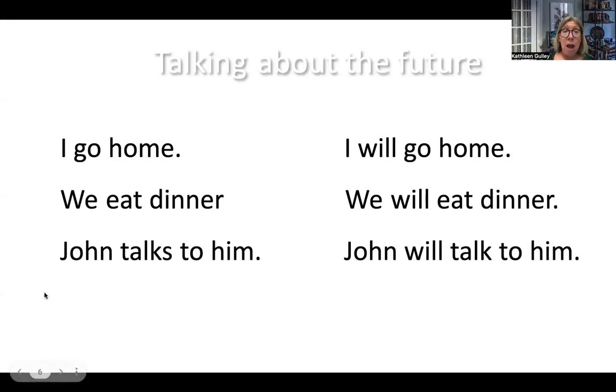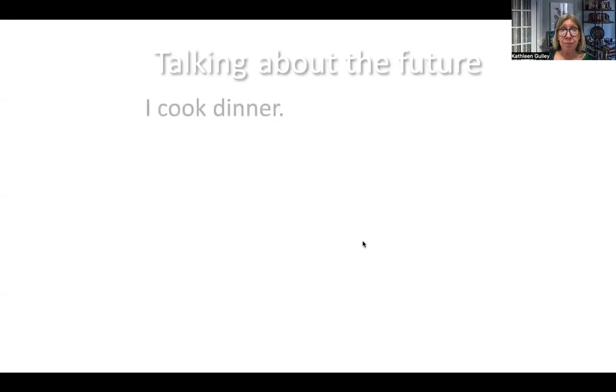And notice that we have that S that we use in this present simple tense. John talks, but there's no S in the future. It's going to be the same form of the verb no matter what the pronoun or noun is. So I would say, I will go, you will go, he will go. It's always going to be the same form. So the future for I cook dinner, it would be I will cook dinner.